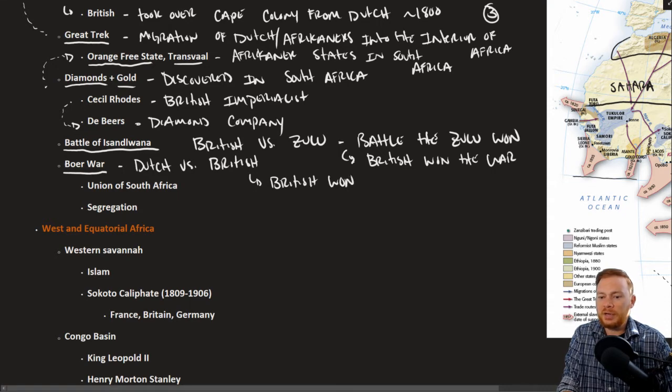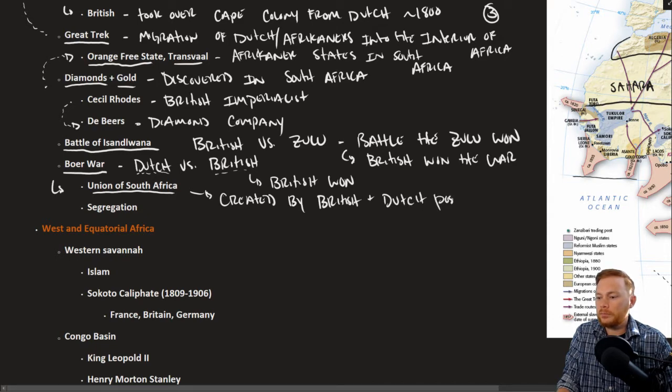But in the aftermath of this victory of the Boer War, it really set up what the future of Africa would be, and that is to unite both the Dutch and the British populations into the Union of South Africa. So the Union of South Africa was created by British and Dutch possessions in South Africa. It was granted a similar status to that of Canada, Australia, and New Zealand.